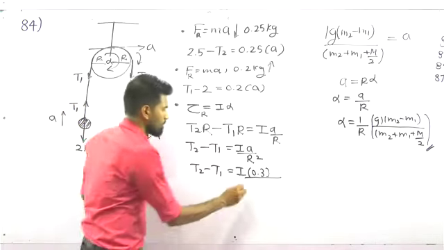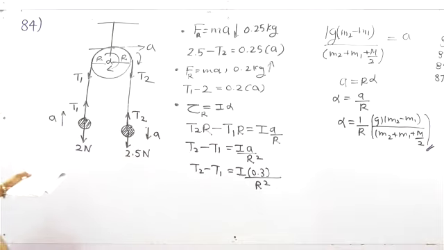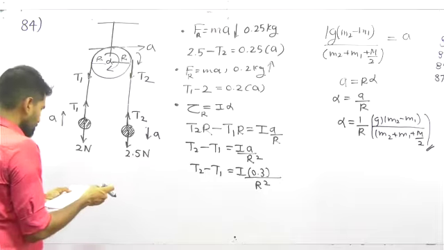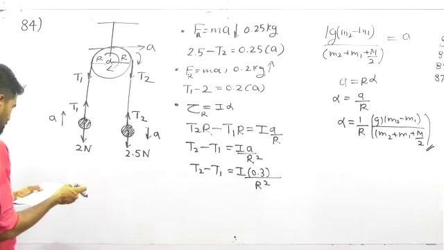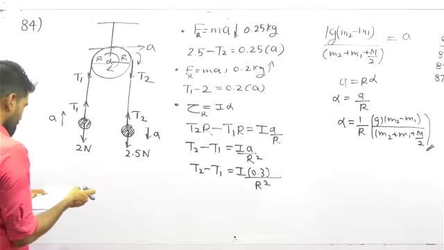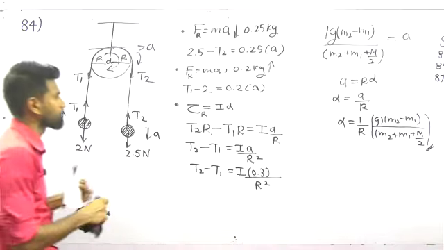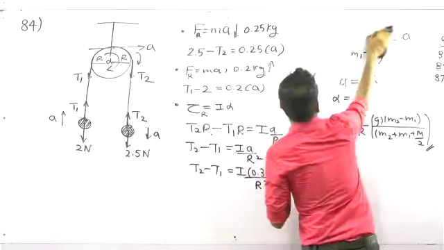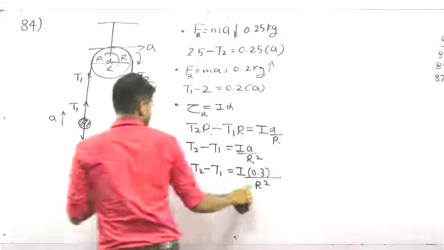Okay, radius is also not given. It's R square. Okay, then, let's continue. Then what happened? R is also not given, so I kept it.